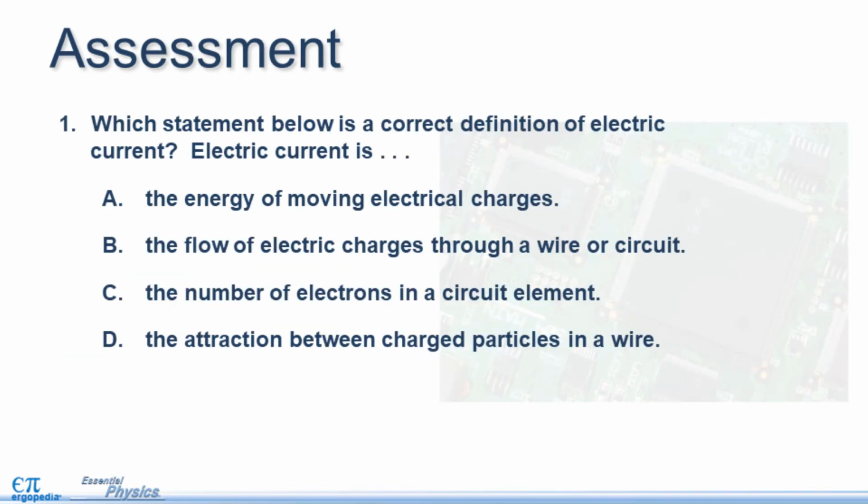So here are our assessment questions. Which statement below is a correct definition of electric current? Electric current is A, the energy of moving electrical charges, B, the flow of electrical charges through a wire or circuit, C, the number of electrons in a circuit element, D, the attraction between charged particles in a wire. The correct answer is B.